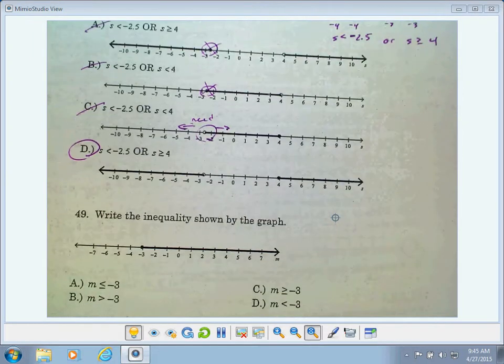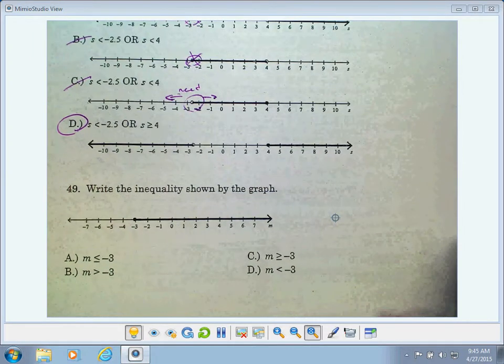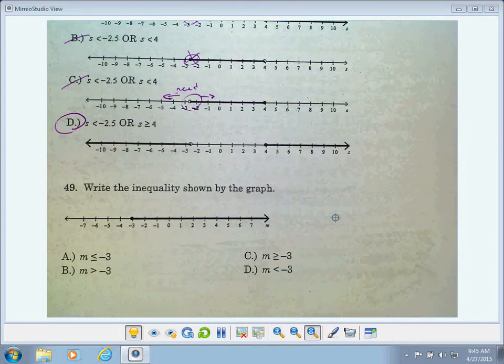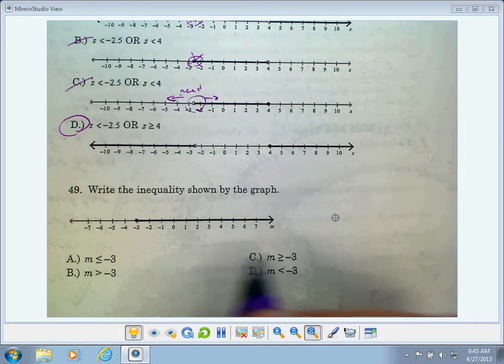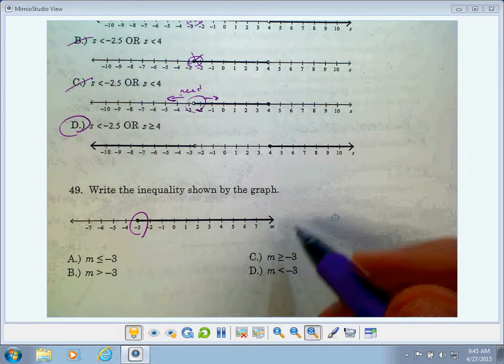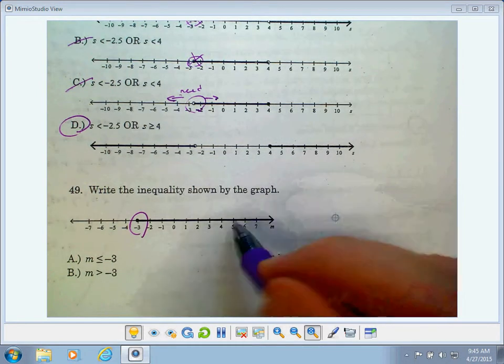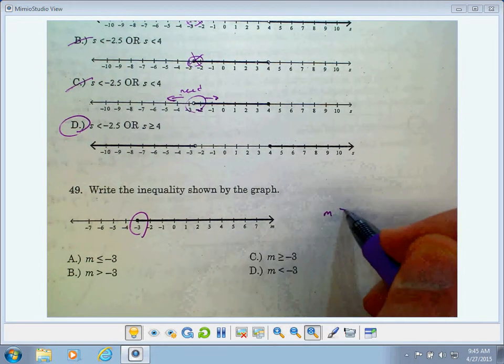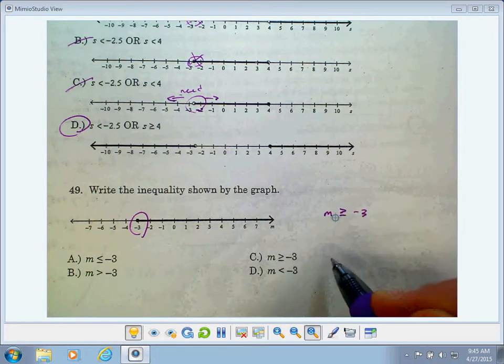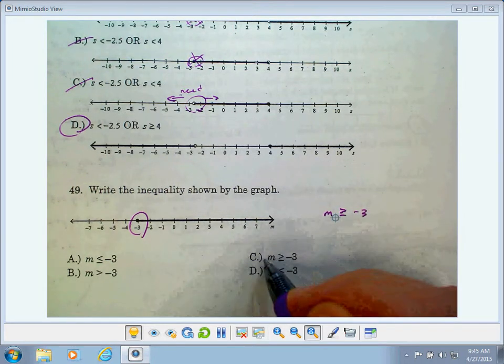Let's go to number 49. It says write the inequality shown by the graph. This ought to be pretty easy, right? We have a closed circle on negative 3 and greater than shading. So M has to be greater than or equal to negative 3. Must be C.